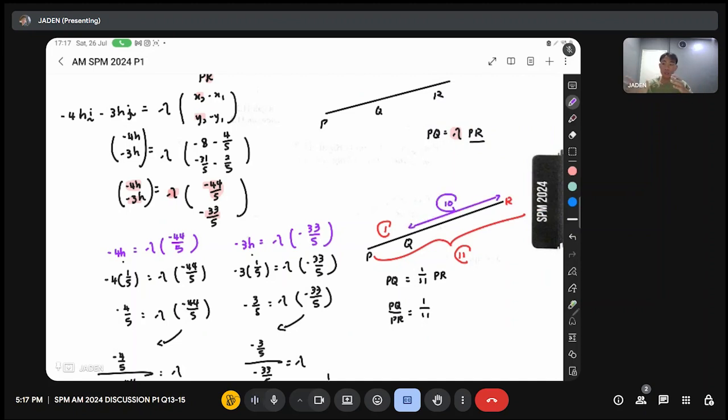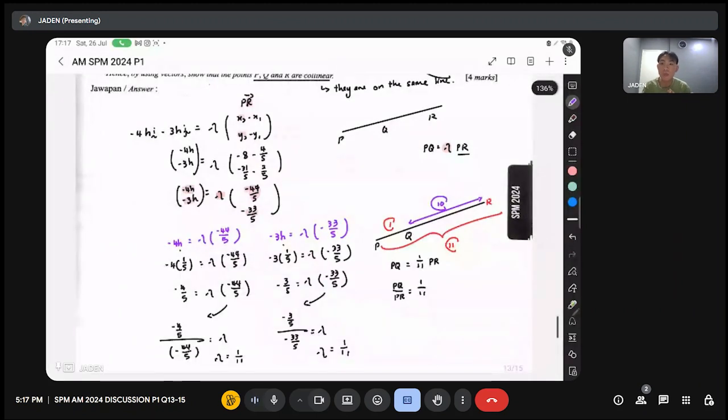And that is where we can determine their position in a straight line, as in whether Q is much closer to P or closer to R. So that is the purpose of what we are doing here. Okay, and so we have proven, and that will be 4 marks, to show that those are collinear.